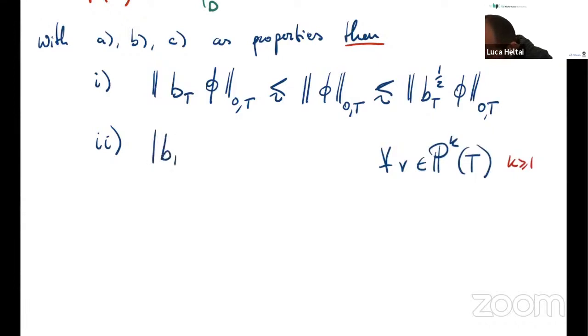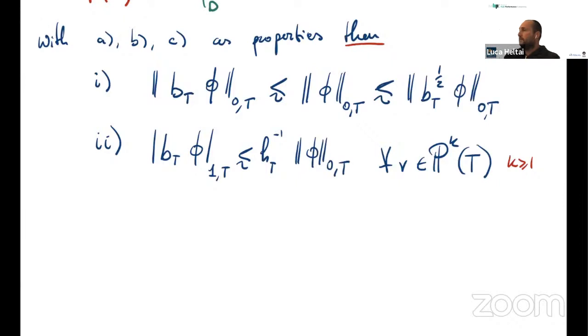So you can control B_T phi, the H1 semi-norm on T, by paying H_T minus 1 with the L2 norm of phi on T. Okay, so you control the H1 semi-norm when you scale the function phi with B_T, provided that you pay with H_T inverse and the L2 norm on T. And you control the L2 norm of the scaled version with B_T, both from below and from above, provided that you pay a power 1/2 when you look at it from above. Okay.